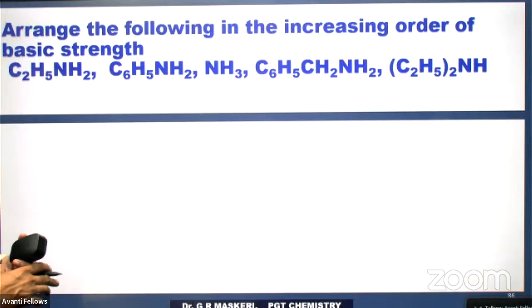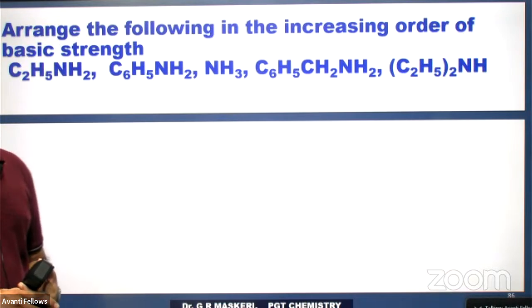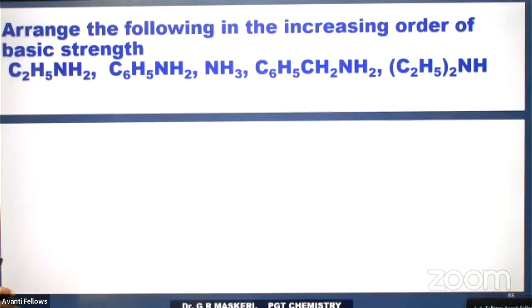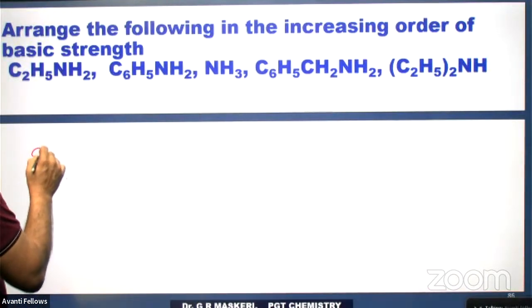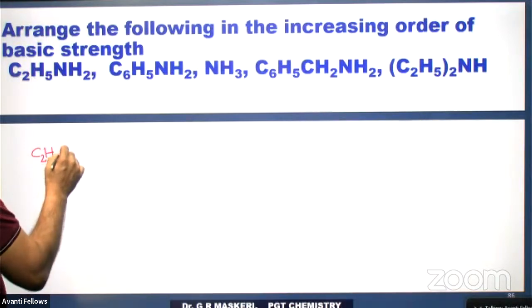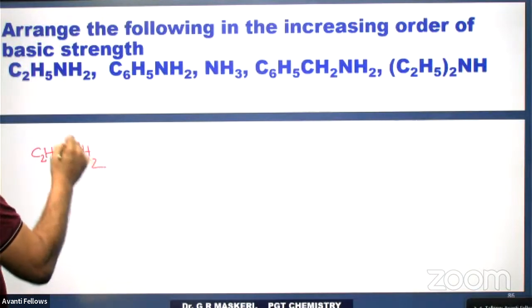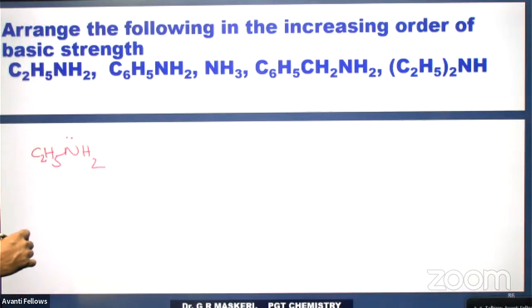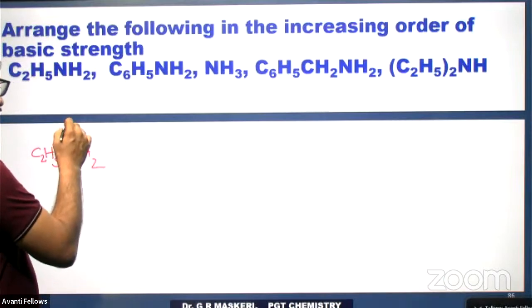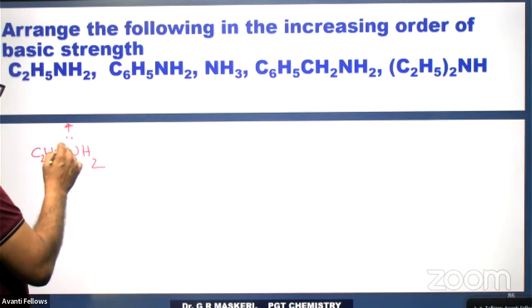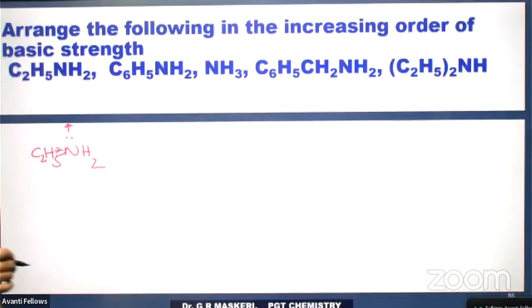Arrange the following in increasing order of basic strength. Increasing order of basic strength is a commonly asked question, right? This is C2H5NH2. Okay, so this is a base because of the pair of electrons, and this donation ability depends upon its environment, the ethyl group.